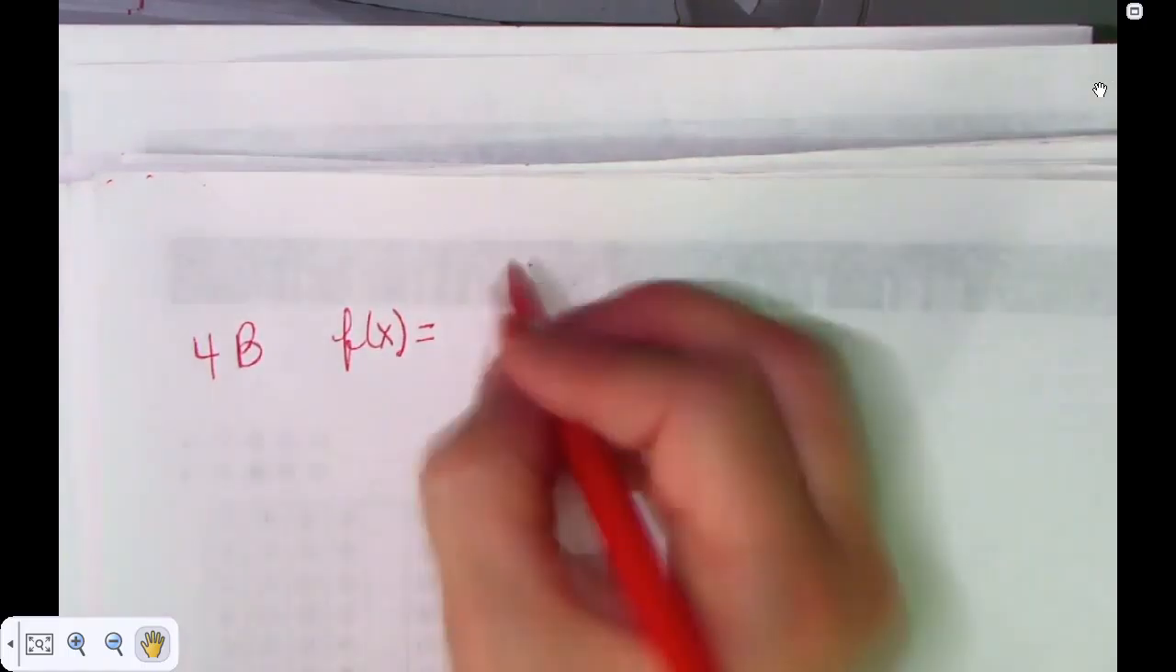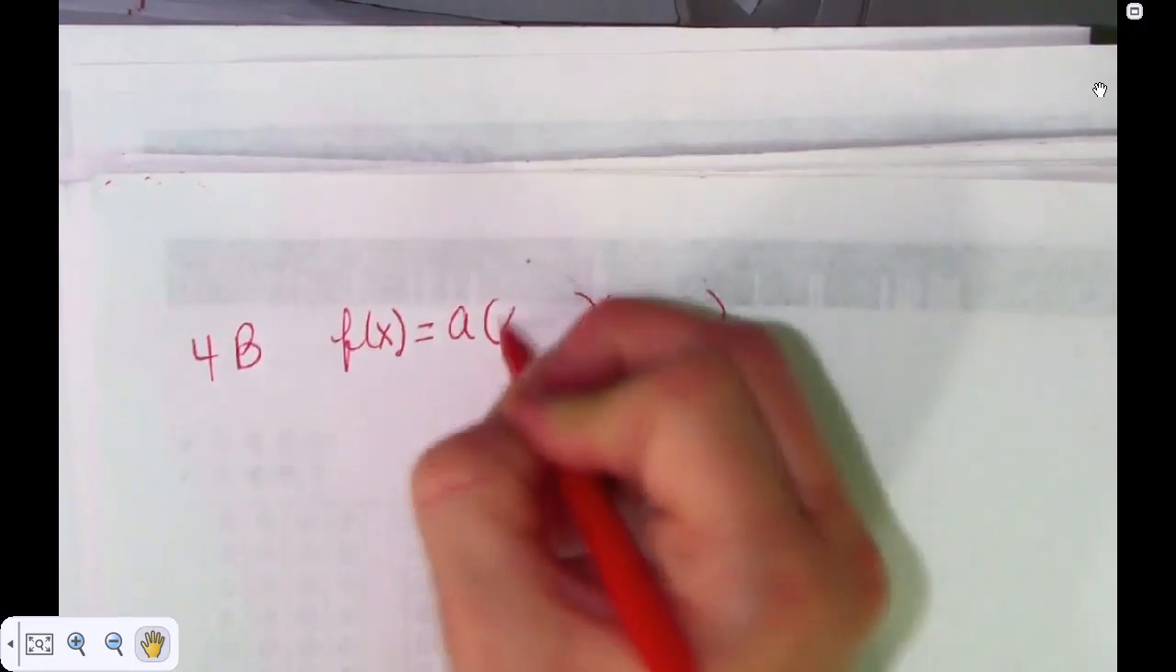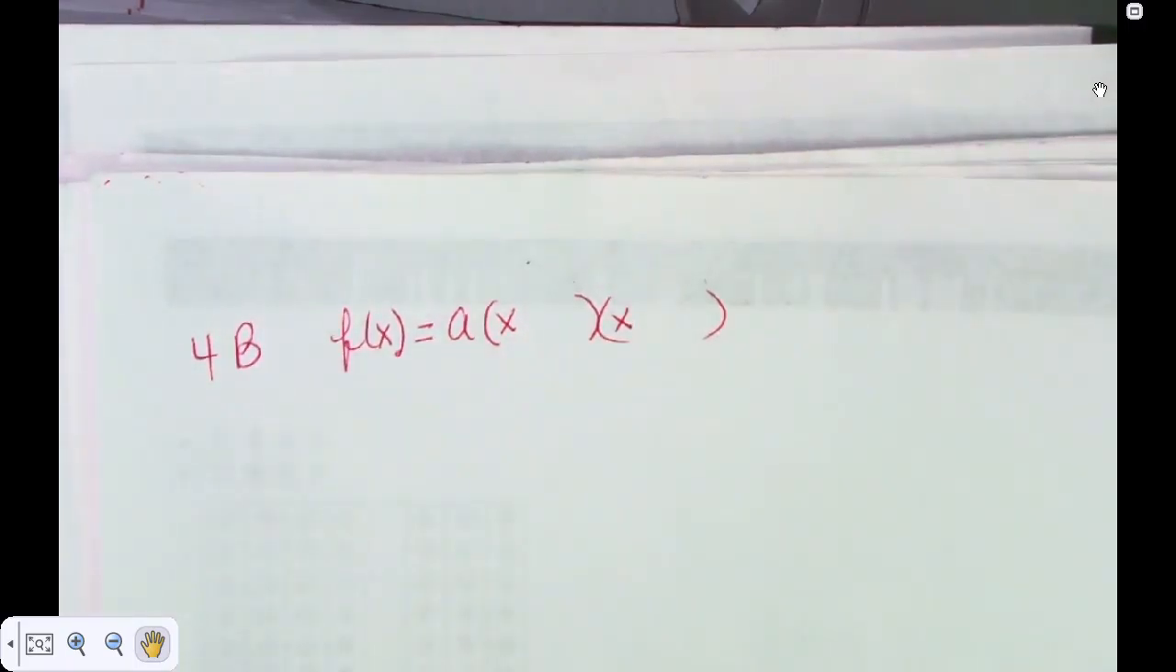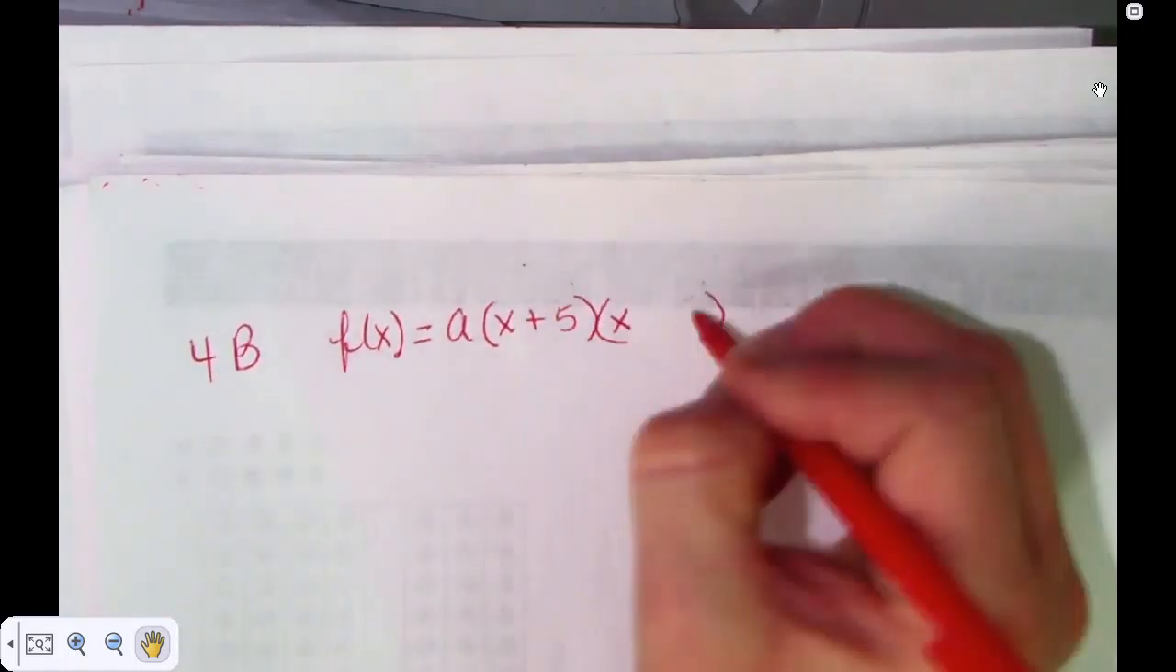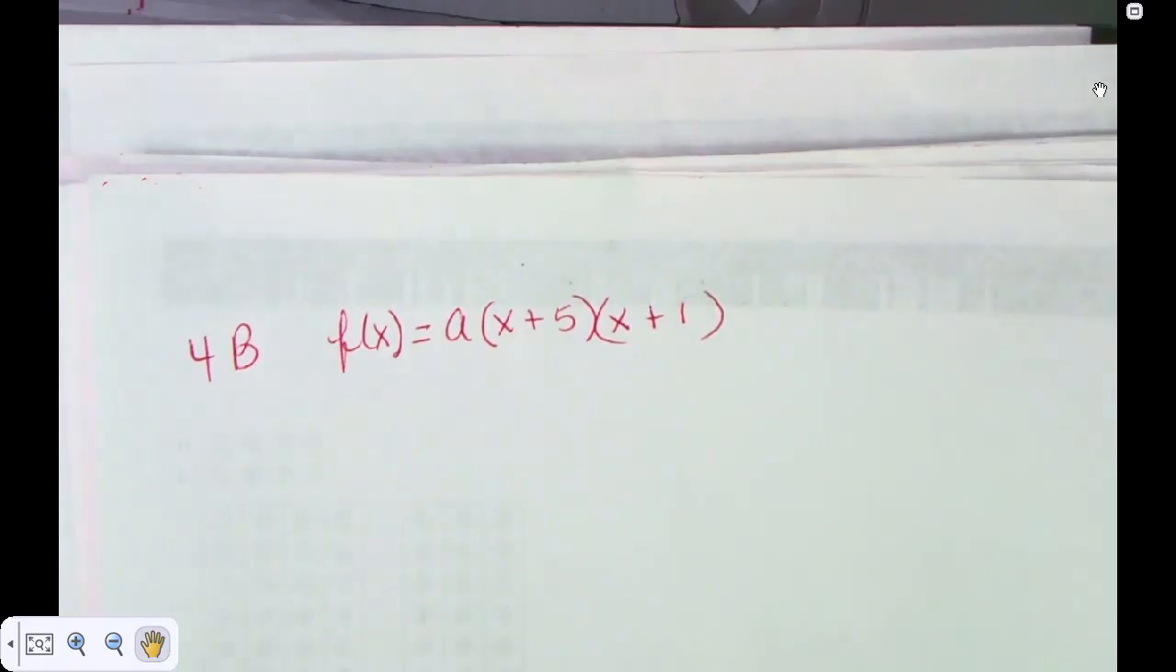Let's do the other 2. Now I'm going to have you do some by yourself or with your partner. And we still have uneven amount, because 2 are absent. Okay, 4b. Now, what am I going to write? F of x equals a. So x and x go there. Now, what am I going to put? Plus 5 and plus 1, because those are my x-intercepts. Those are my roots, my solutions.